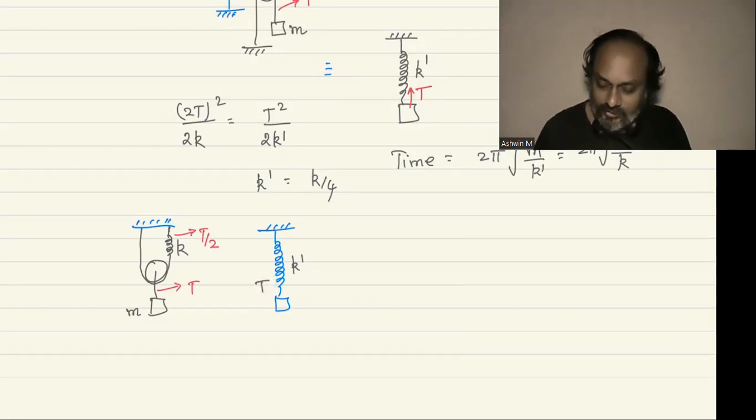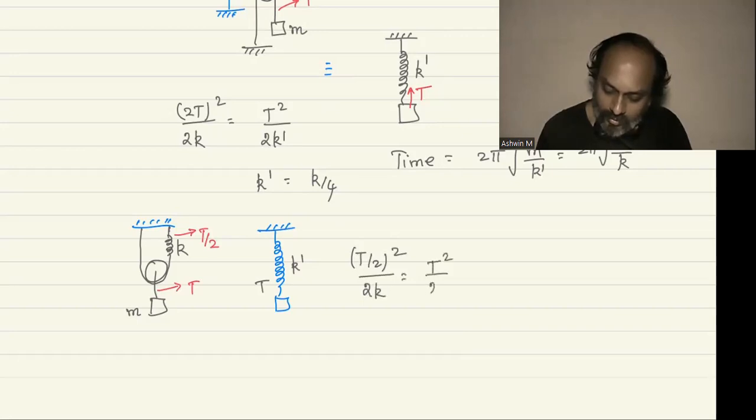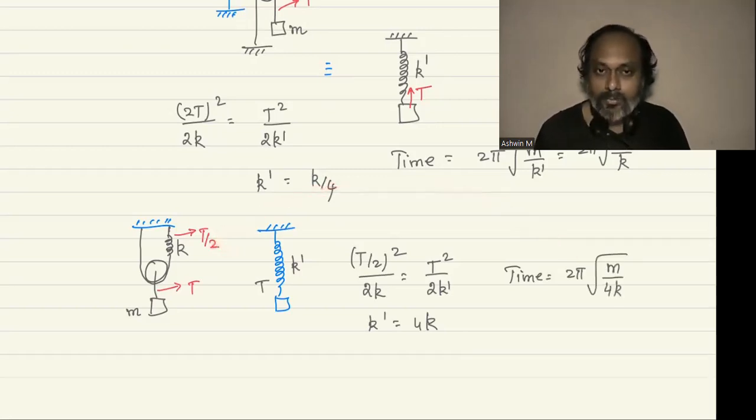So we'll take that tension to be T, and we are going to say T by 2 the whole square divided by 2k should be equal to T square divided by 2 times k dash, or you will get k dash will be equal to 4k, and simply the time period of oscillation will be 2 pi root of m by k dash. So 2 pi root of m by 4k would be the oscillation of this particular arrangement. I'll give you one more.